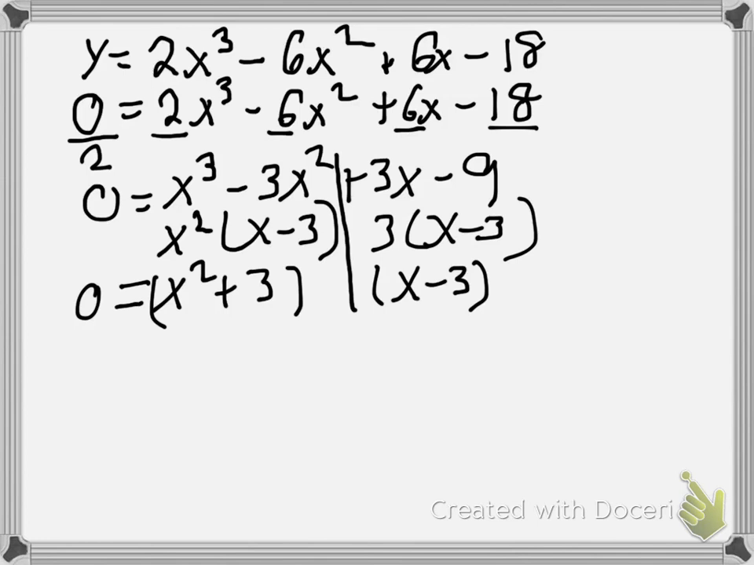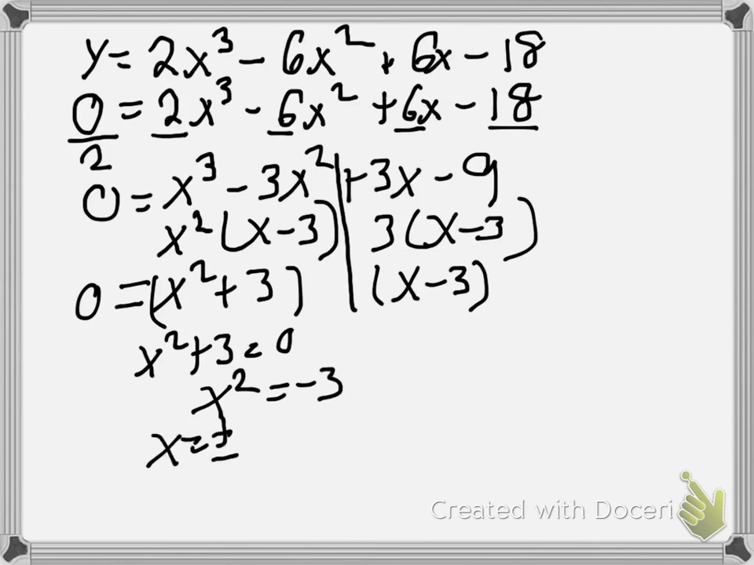So what do I do? X squared plus 3 equals 0. X squared equals negative 3, or x equals plus or minus the square root of negative 3, or x equals plus or minus i root 3. And of course the other one, x minus 3, well, x equals 3.